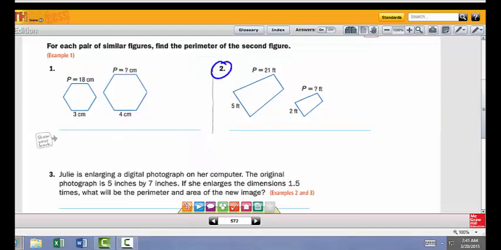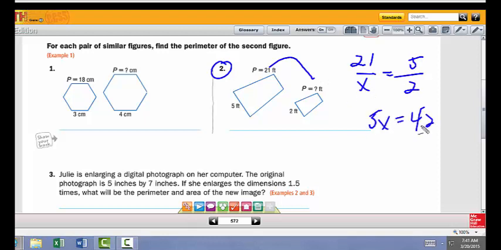Problem number 2. In this case, I won't do all the different ways you could do it. I'll save you a little bit of time, but I want you to recognize you should find a way that works well for you, that you truly understand. Don't just memorize it, but understand it. So one way we could look at this, again, we're looking for perimeter, is we have 21 is to x as 5 is to 2. So we have 5x equals 42, divide both sides by 5, and we have x equals 8.4, and we'll put it over here, 8.4, and we can see that feet is our unit.